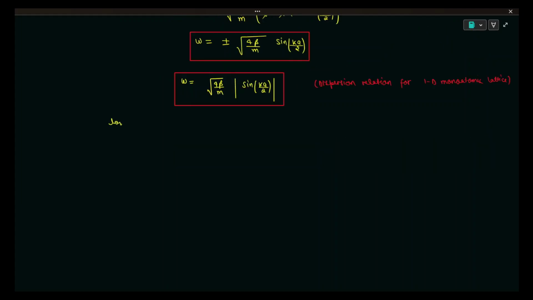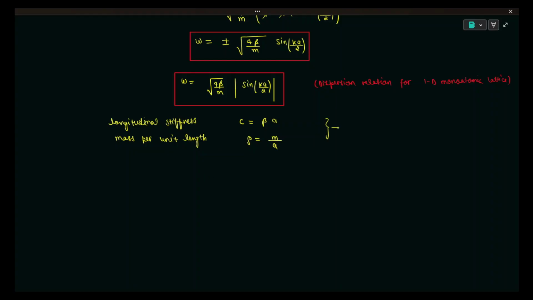Now let us define longitudinal stiffness. This longitudinal stiffness is denoted by C, and this is equal to the spring constant times the lattice spacing. So this is representing the longitudinal stiffness. Now we can also represent the mass per unit length as mass density, that is rho, that will be equal to mass divided by a.